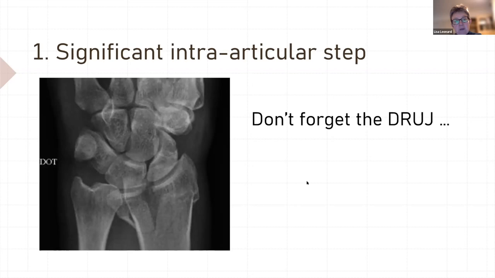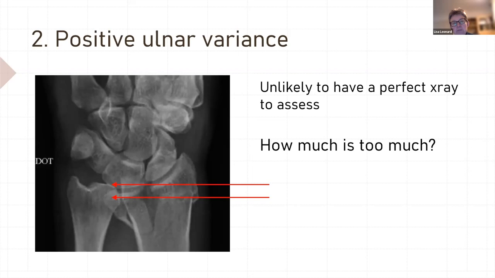Positive ulnar variance, I think, is probably the strongest predictor of a poor outcome. Patients do not tolerate having a very long ulna. And of course, the ulna isn't wrong. It's the radius that's short in these fractures. So the ulna's in the right place, but it bashes on the ulnar side of the wrist and they get ulnar abutment and pain. But the literature is, again, a bit vague on how much is too much.